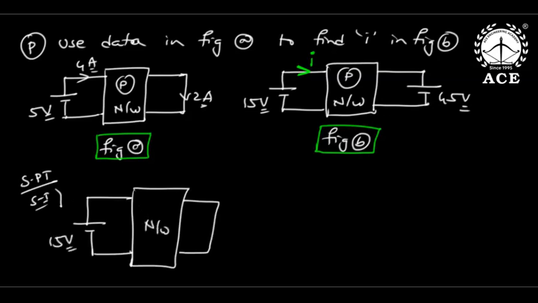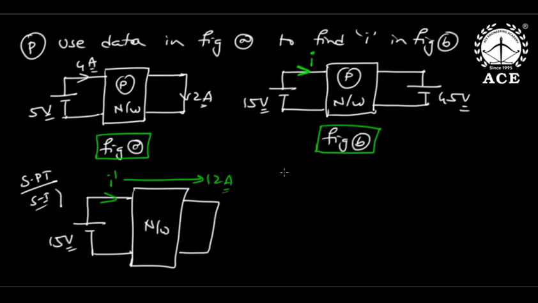Now let this current be I dash. So directly from homogeneity, what is this I dash? If 5 volts can drive 4, 15 can drive 3 times, so 12. So I dash is 12.